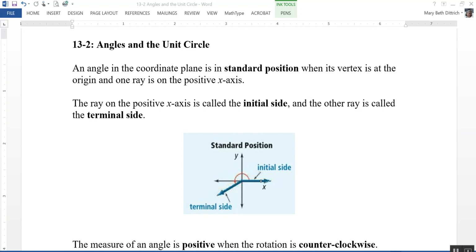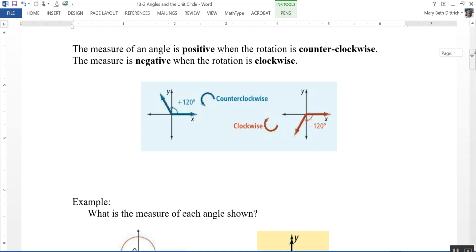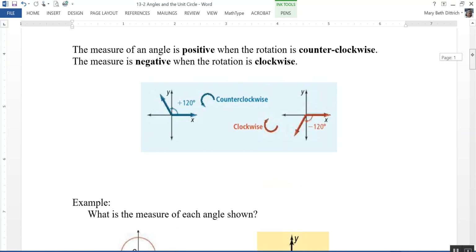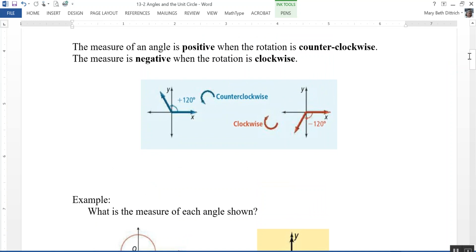As you can see, the positive x-axis here is the initial side. This ray going out into the third quadrant is the terminal side, and we indicate the angle by this counterclockwise arrow that starts at the positive axis and goes around to the terminal side. The measure of an angle is positive when the rotation is counterclockwise, and negative when the rotation is clockwise. As you can see, this blue angle here is a positive 120 degree angle, and the red angle going clockwise is a negative 120 degree angle.